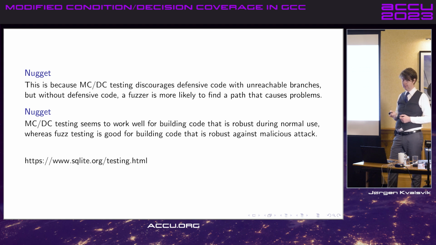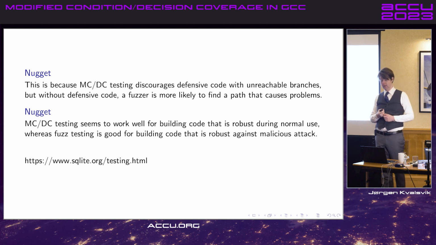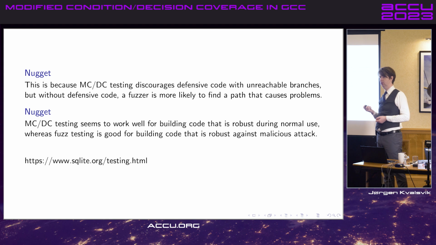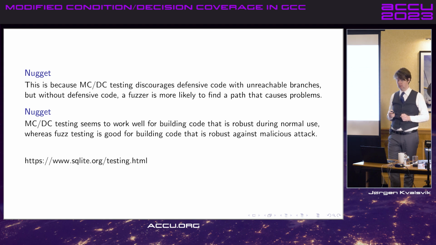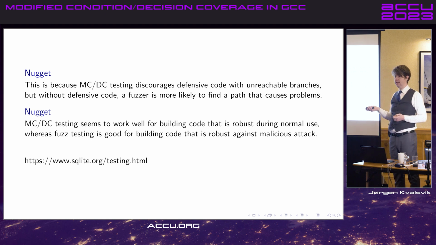And MCDC testing seems to work very well for building code that is robust during normal use, but fuzz testing is good for building code that is robust against malicious attack. And malicious attack, if you're in something like a car, kind of sounds like, oh yeah, but that's not going to happen because it's a closed system. But users are very good at acting maliciously, but not on purpose. So it can still happen that you give it all kinds of bonkers input. And even then, malicious attacks can certainly happen to vehicles.